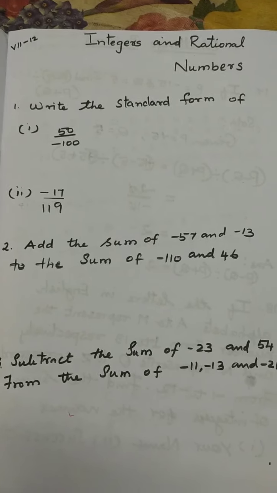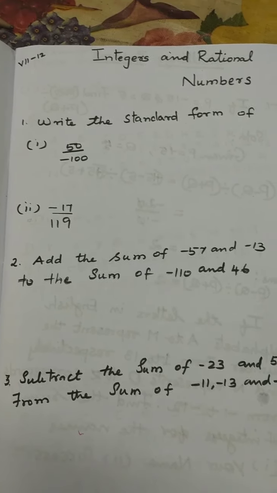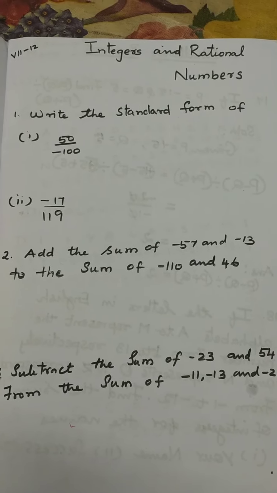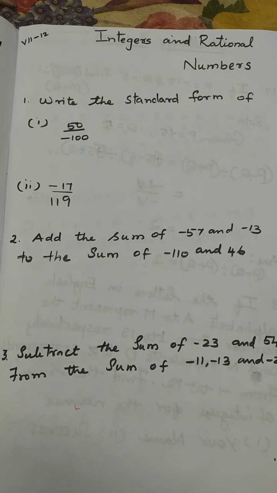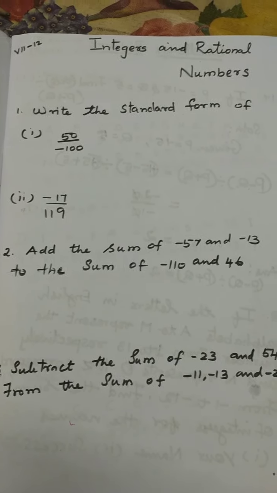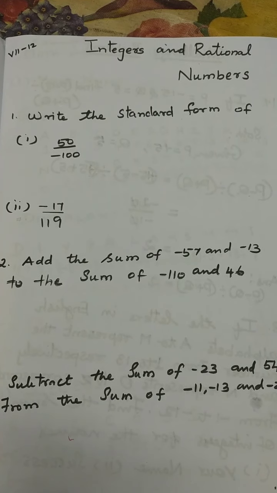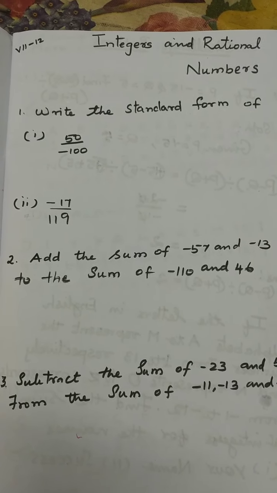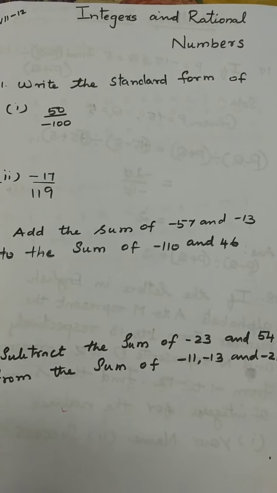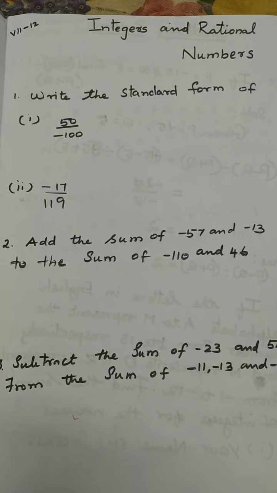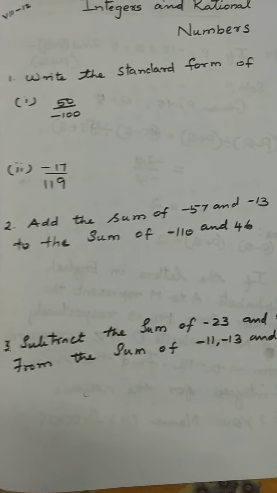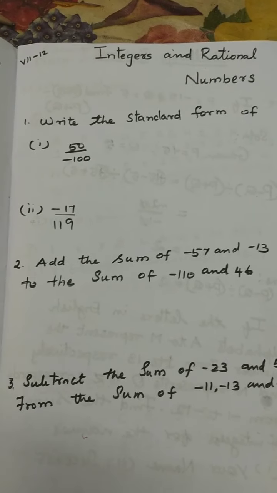In the last class you have seen the integers and rational numbers. In that, what all we have seen? The properties, isn't it? What are the properties we have seen? Commutative property, associative property. Before that, what is the first property? Yes, closure property.